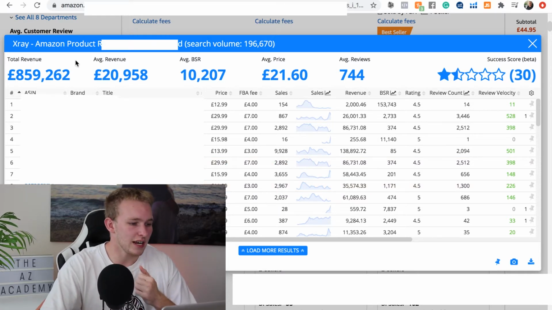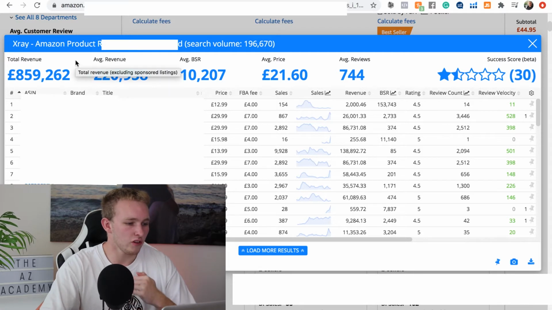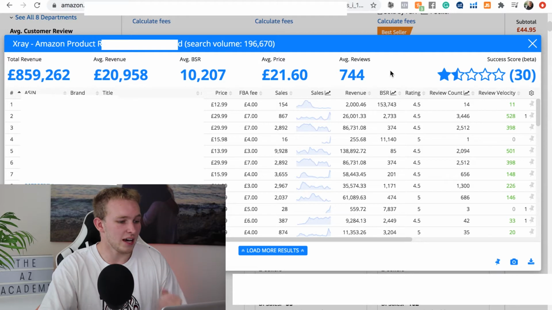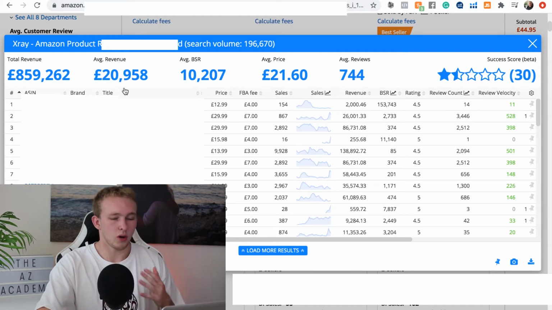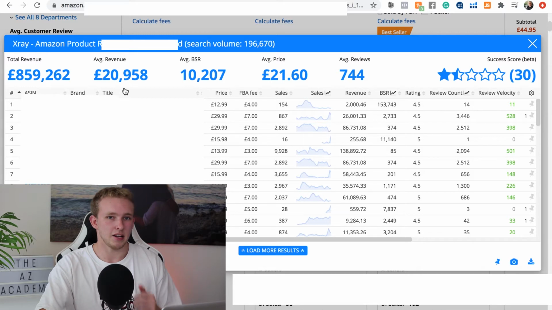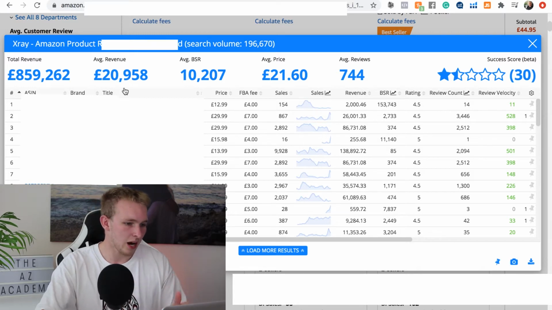Now for this, generally as a minimum, I'd like to see over 100,000 total revenue for a product. Now this one is obviously 860,000, so we're absolutely blowing that out of the water with huge demand for this product. Exactly the same as the average revenue, where I like to see around 2,500 or more. This one, 21,000, again, just blowing those numbers out of the water so we can 100% verify there is demand for this product. Now average BSR, we'll leave that for now.